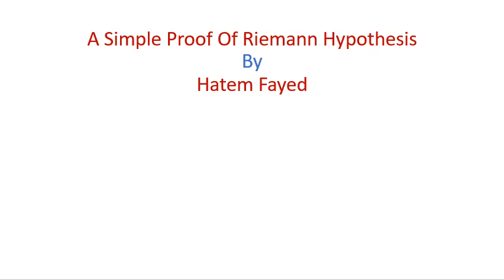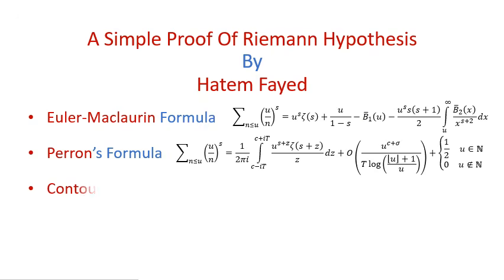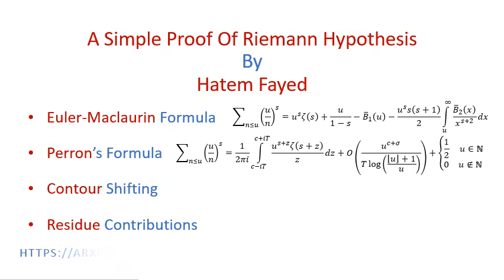This is Hatem Faid. In this video, I'm going to introduce a proof of the Riemann hypothesis that is based on the Euler-Maclaurin formula, Perron's formula, contour shifting, and residue contribution. In this version, rigorous estimates of the remainder terms of both Euler-Maclaurin and Perron's formula are introduced. The video is a brief of the paper that is available at the arXiv at this link.